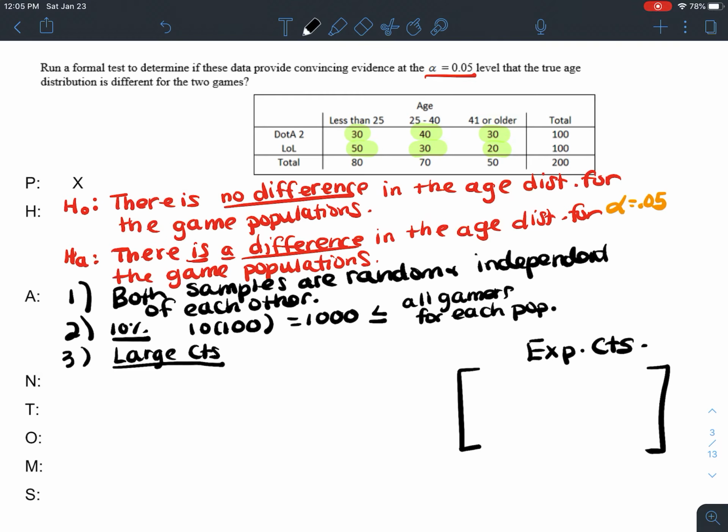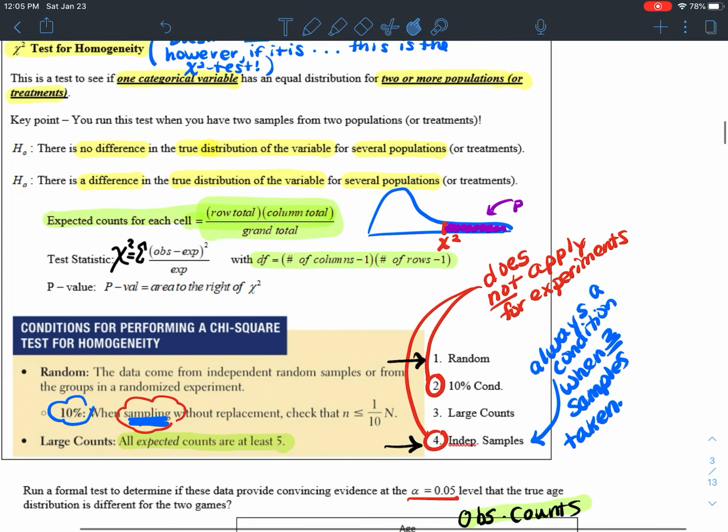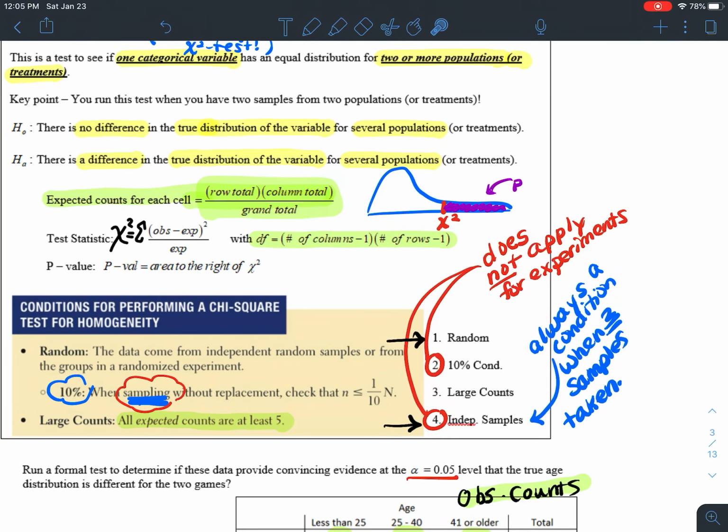I'll just make a little note here. Those are the observed counts, what I highlighted there in that green. I'm going to be comparing those to the expected counts. There will be 6 of those down here. Now remember, back up at the top, the formula for how to get the expected counts for each cell is to take the row total times the column total and divide that by the grand total.